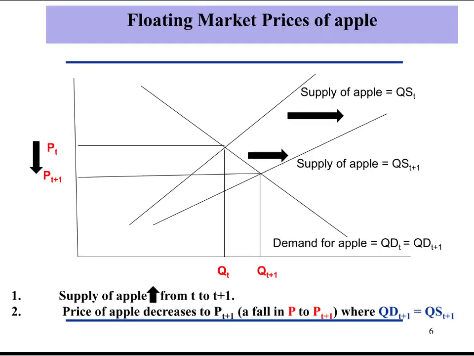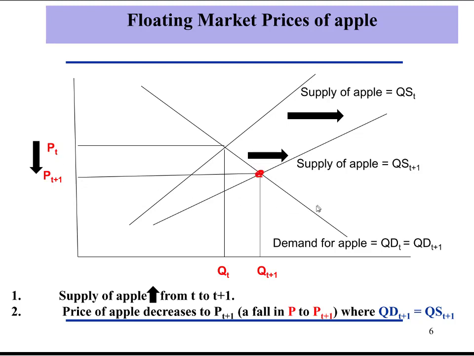What about the supply curve? Back to the apple case. Because of good weather, all the suppliers produce more apples and they supply more apples to the market. So at every possible price, there is an increase in supply, right? That means the new equilibrium price will happen here.